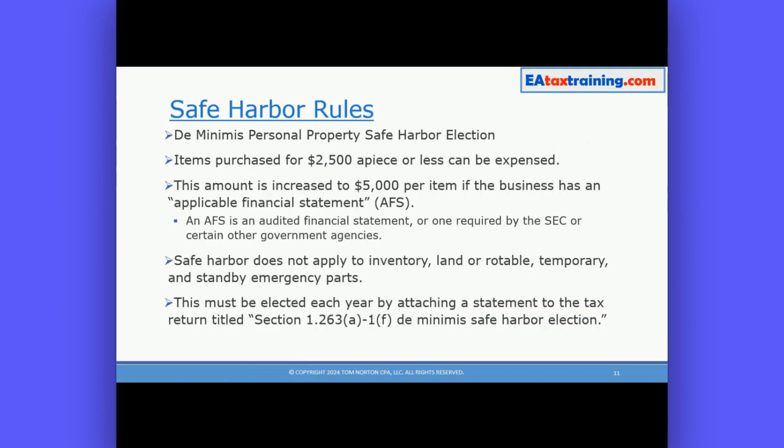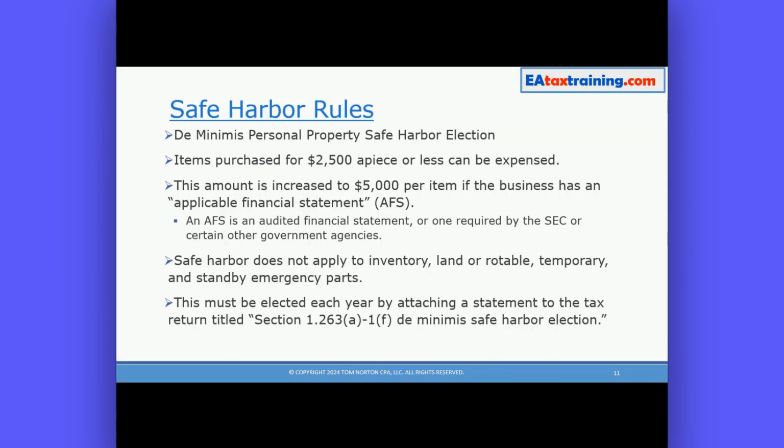If you are a larger business that has an applicable financial statement, you'll sometimes see this phrase, applicable financial statement, so we might as well learn what it is. But if you are a business with an applicable financial statement, that $2,500 goes up to $5,000. So you have even fewer things that you have to depreciate, more things that you are allowed to deduct. However, an applicable financial statement is only for large businesses. So it's an audited financial statement or one required by the SEC.